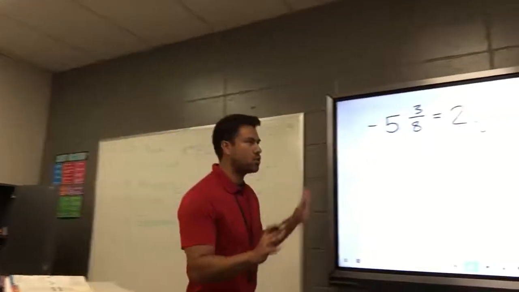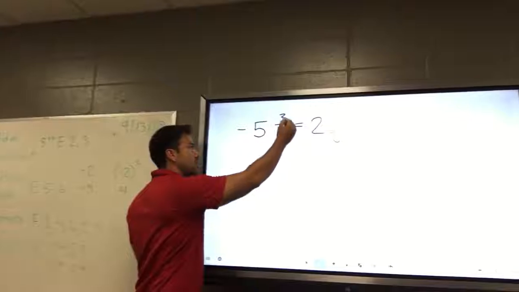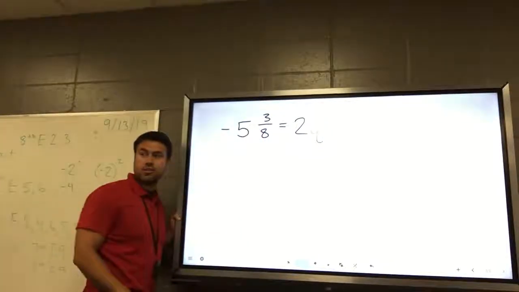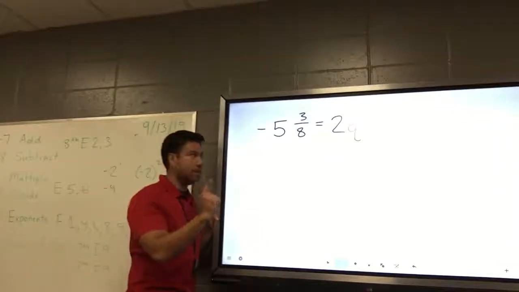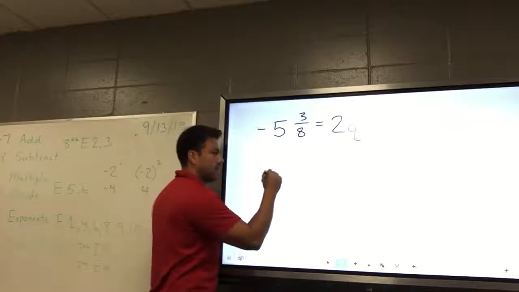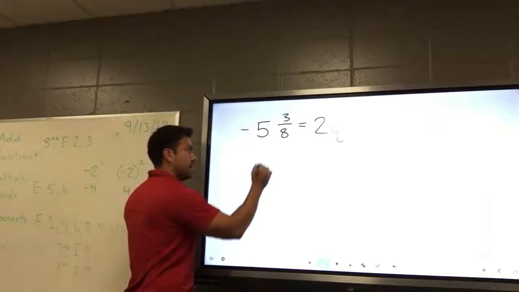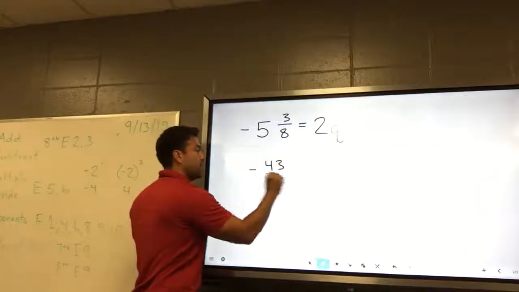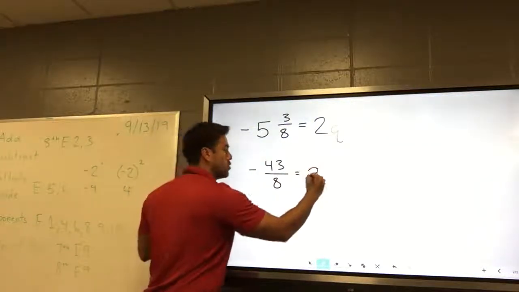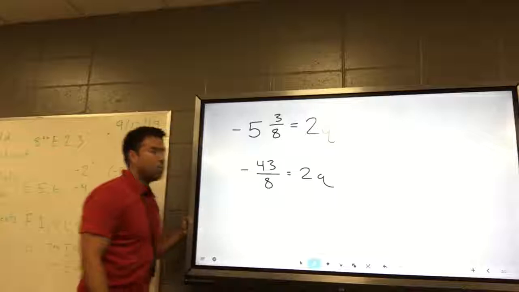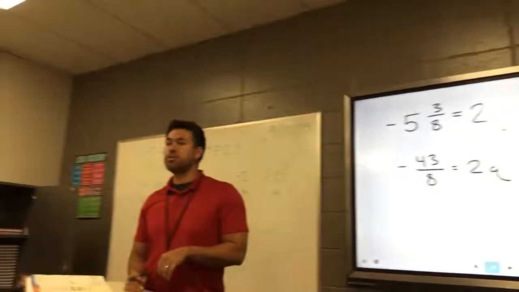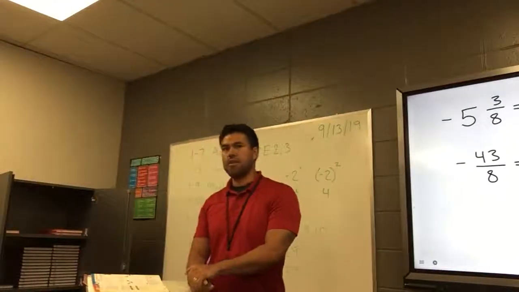And you're like, okay, which one should I do? Well, first, I know that a mixed number usually is a lot easier when multiplying or dividing if I change it into an improper fraction. So what would this improper fraction be? Negative 43/8 equals 2q. So I just rewrote it. What would you do? Would you divide by 2 or multiply by 1/2?